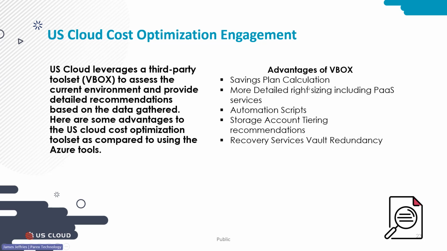More detailed right sizing. As I pointed out, advisor only looks at network, memory, and CPU. The VBox considers disk and other utilization in its right sizing recommendations.